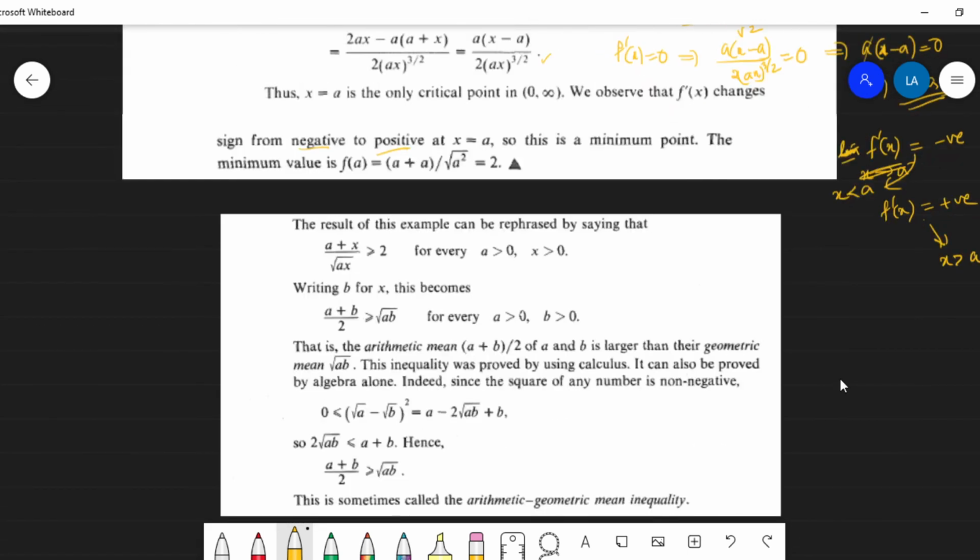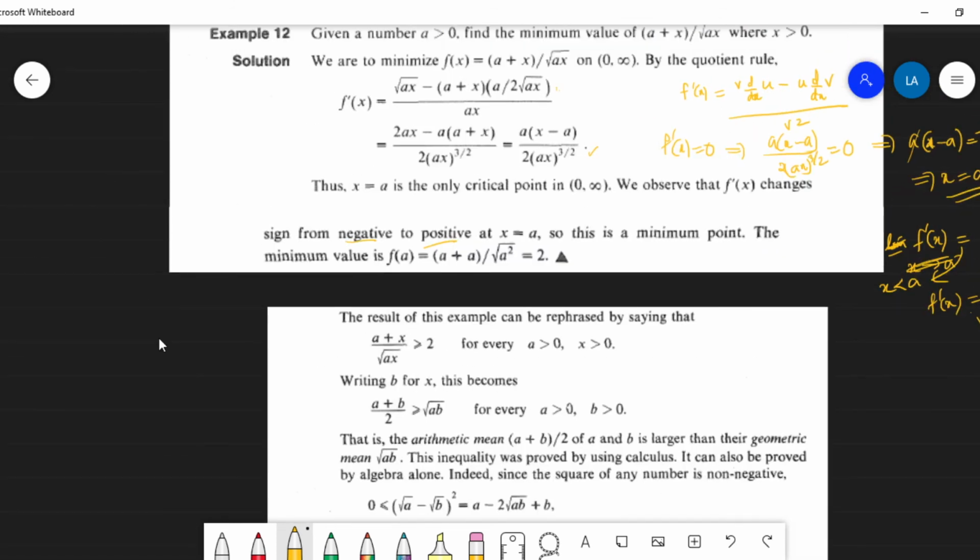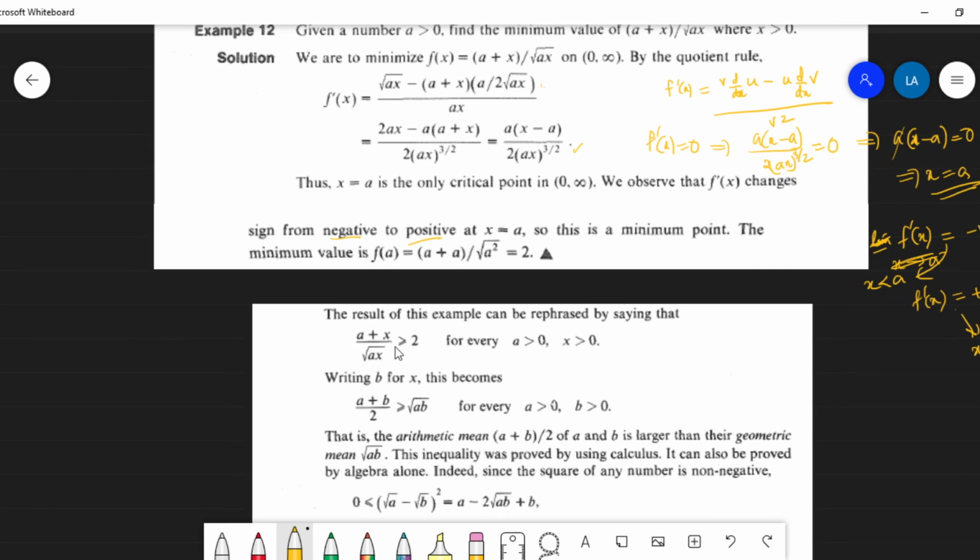And as a remark, the result of this example, they say that we can rephrase it. Because here we know that 2 is the minimum value, right? So for every x belongs to 0 to infinity, f of x is greater than or equal to 2, and this 2 is equal to f of a. So instead of f of x, you can write its value, a plus x divided by root of ax is greater than or equal to 2. So that is written here.